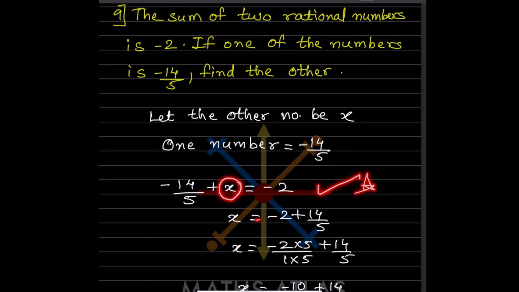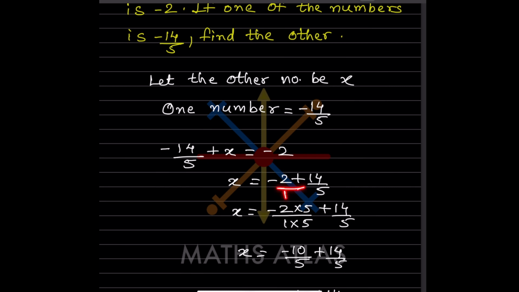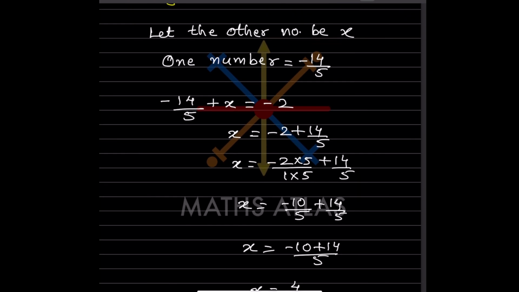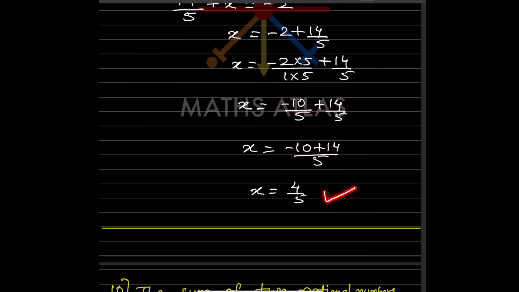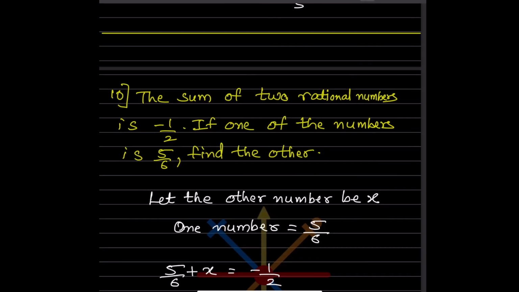Now you have to find x. So x will be minus 2 on its place, and if you take minus 14 by 5 to the other side, that is going to be plus 14 by 5. Now you will take the LCM, that is going to be 5. So that will be minus 10 by 5 plus 14 by 5. Now you are going to add this together, so that is going to be 4 by 5. So the other number is 4 by 5.